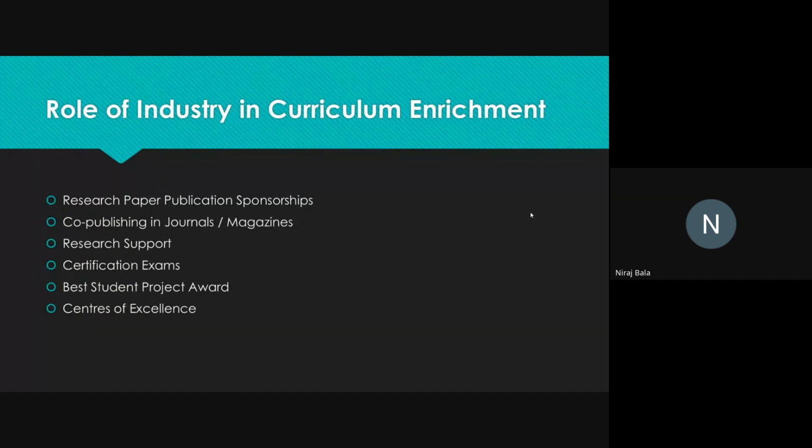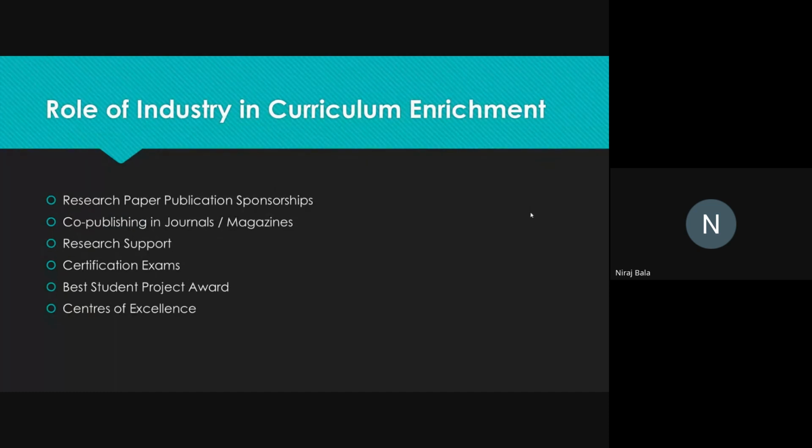Then co-publishing. Sometimes you have some research project with the industry, so when you publish the papers from the outcome of that research project, the name of the industry will also come there. Then co-publishing in journals, magazines. Apart from journals, you can also have joint publication. That means the faculty and the students are publishing their papers in association with the industry.